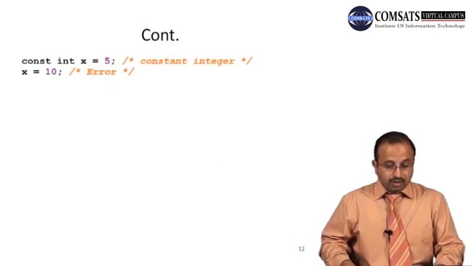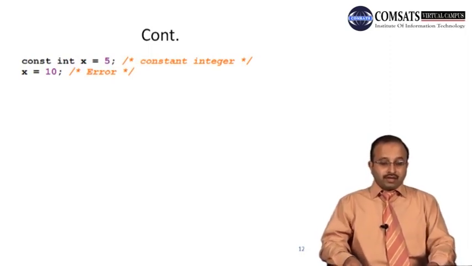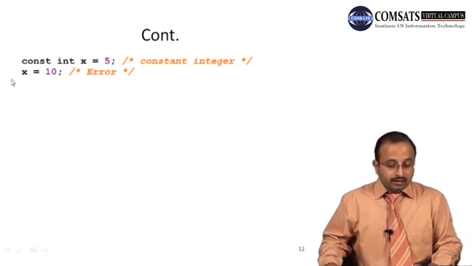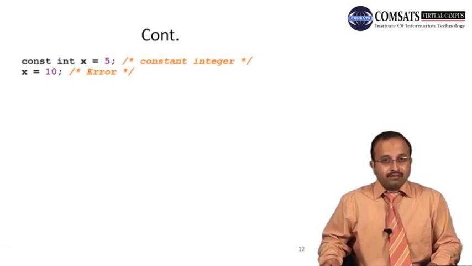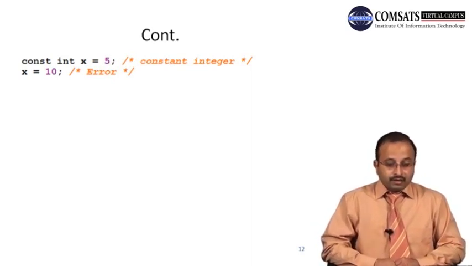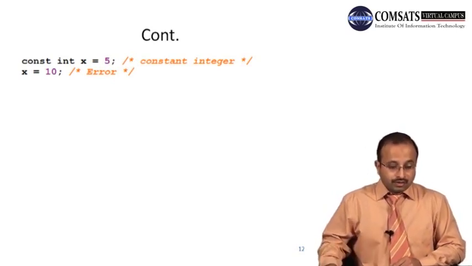Let's see a very simple example. You have a constant integer x. Now x is a constant, and you are assigning the value 5 to x. Afterwards in the program, if you assign any other value to x, let's say 10, then the compiler won't allow this, because x is just a read-only variable. A constant is always a read-only thing. So you cannot change the value of x further in the program, because it is constant.